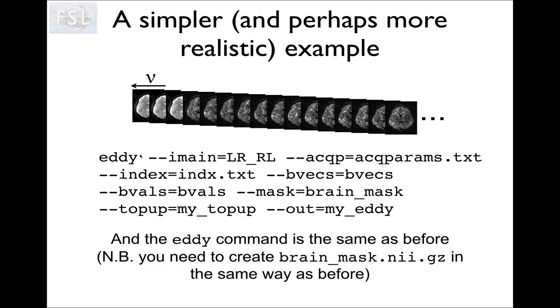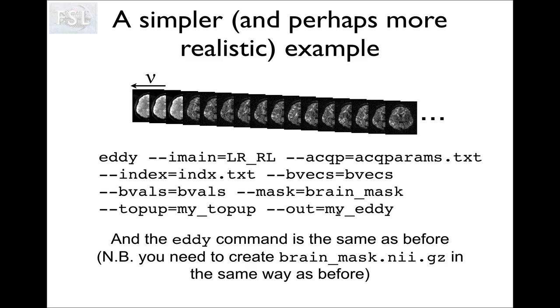So EDDY, data file, acquisition parameters, index.txt just once. Your bvecs, your bvals, create the brain mask in the same way as before, feed in the topup results so we know the susceptibility field, and tell EDDY where to put the output. Right, so that's how to run EDDY from a practical perspective.